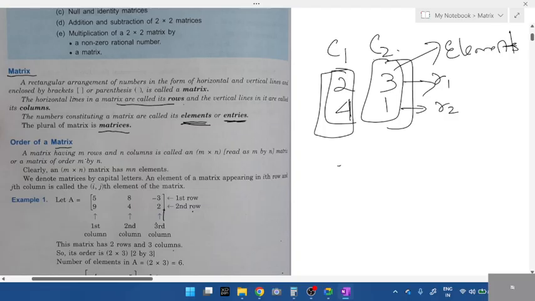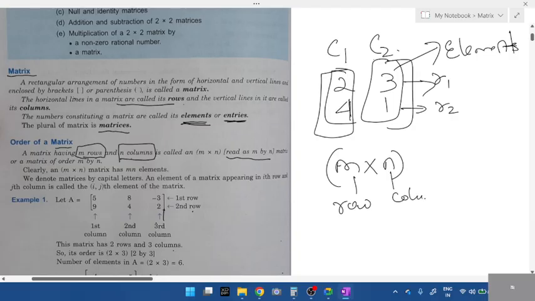A matrix having m rows and n columns is known as m into n. So we give preference for row first. We always write row first and then column, students. So m into n. We read this as M by N matrix. What does M stand for? M stands for row. N stands for column. You can give any alphabet, M and N. They have given M and N. M into N matrix, we call M by N.